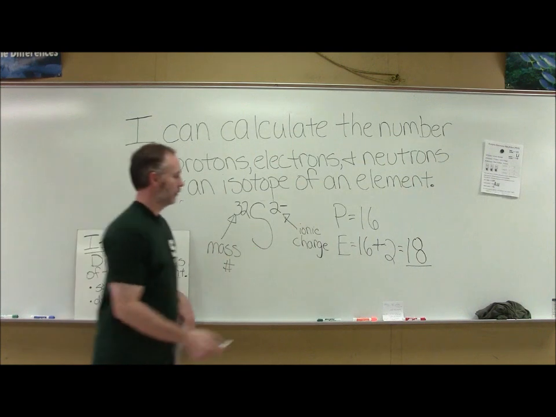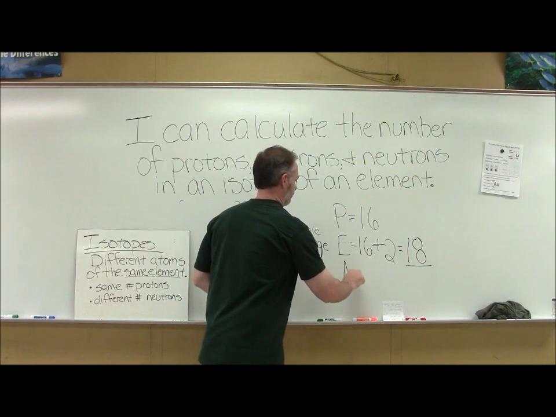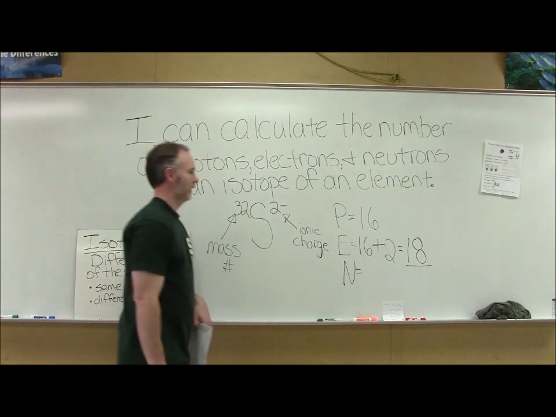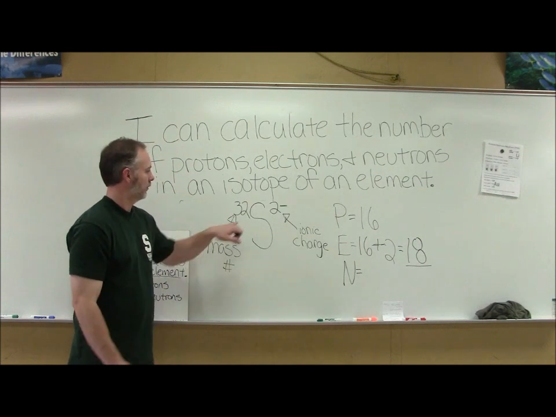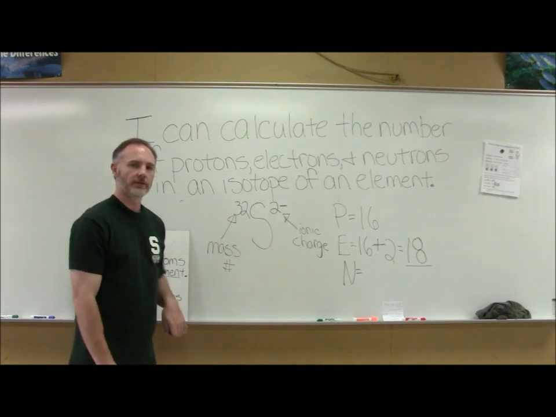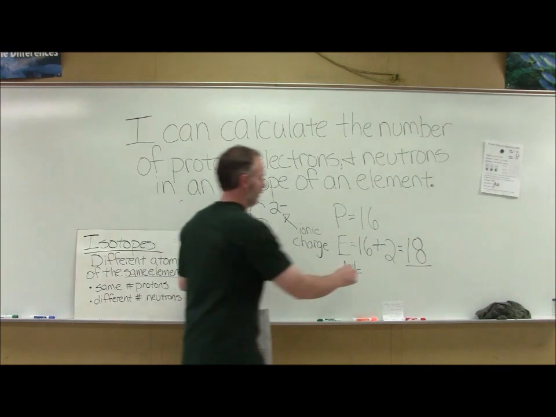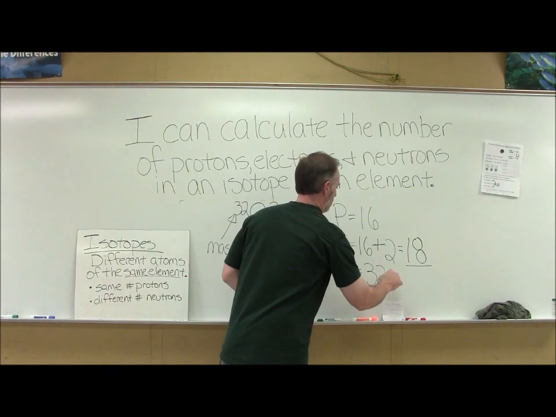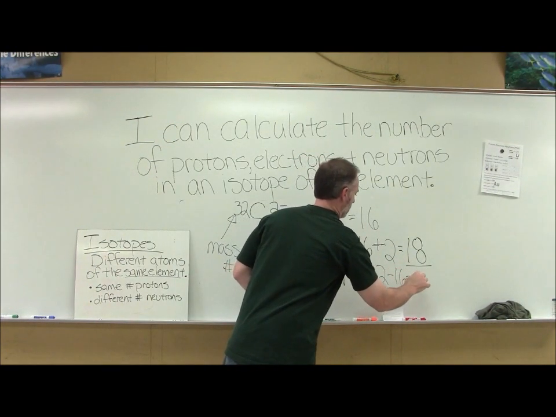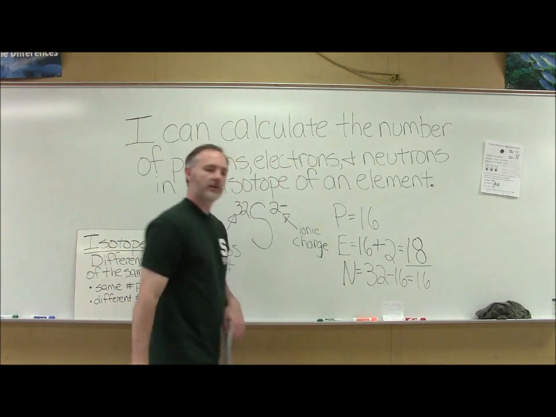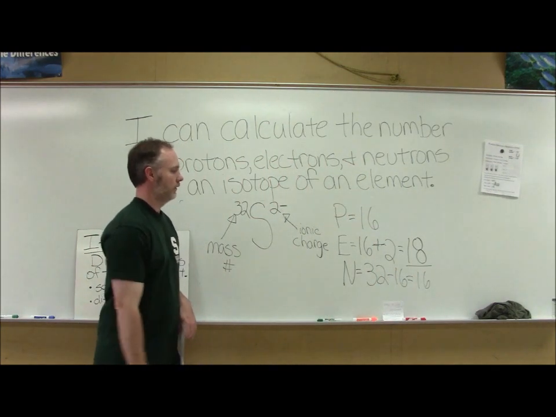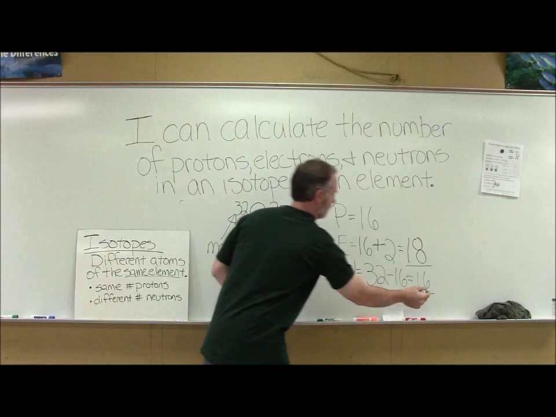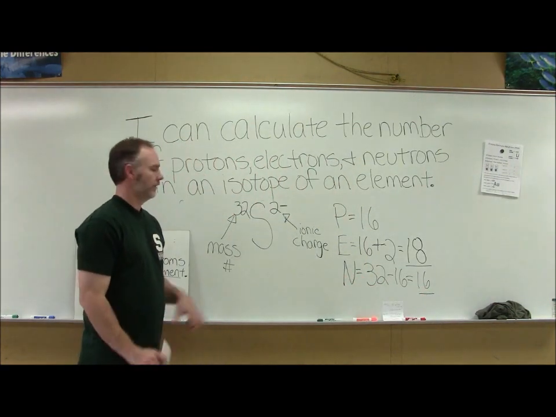And the last thing, the number of neutrons. Mass number A minus atomic number Z, 32 minus 16, there are 16 neutrons in this isotope of sulfur.